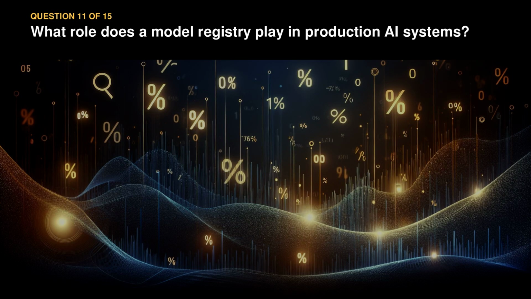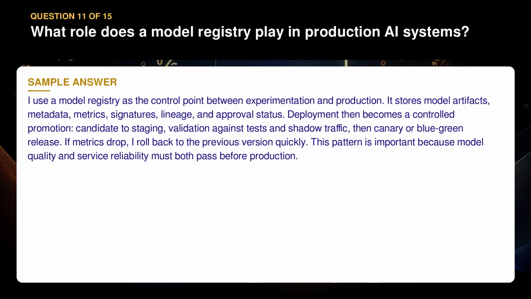Question 11. What role does a model registry play in production AI systems? I use a model registry as the control point between experimentation and production. It stores model artifacts, metadata, metrics, signatures, lineage, and approval status. Deployment then becomes a controlled promotion, candidate to staging, validation against tests and shadow traffic, then canary or blue-green release. If metrics drop, I roll back to the previous version quickly. This pattern is important because model quality and service reliability must both pass before production.